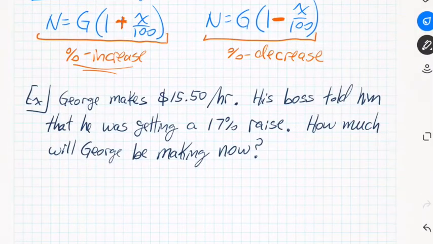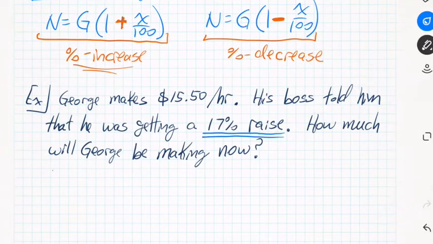All right, let's do an example. George makes $15.50 an hour. His boss told him he was going to get a 17% raise. Good for him. How much will George be making now? Okay. Now you could do this the old style, but I want to get used to these two formulas. Now, first off, it's a 17% raise. So out of the two formulas, a raise is more of a percent increase. I wouldn't want his salary to be going downhill, which would be a percent decrease.